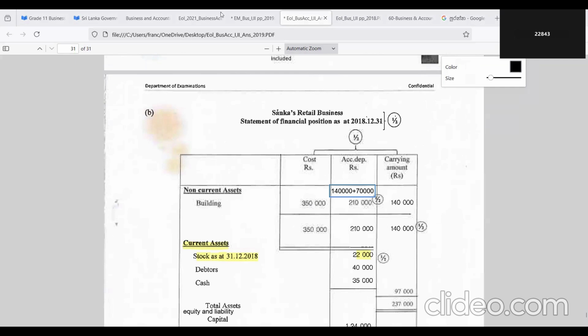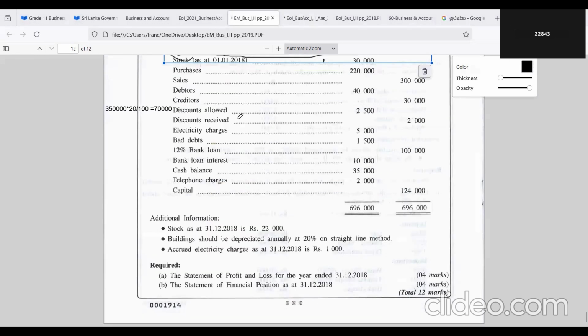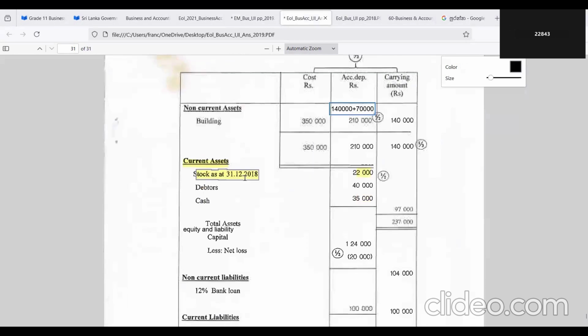Okay, so the next one, the last adjustment. Now see how easy it is. Accrued electricity charge is rupees 1,000. What to do for that? Accrued means payable. I said earlier also, if there are accrued expenses, you must add those. So let's go to administration expenses.